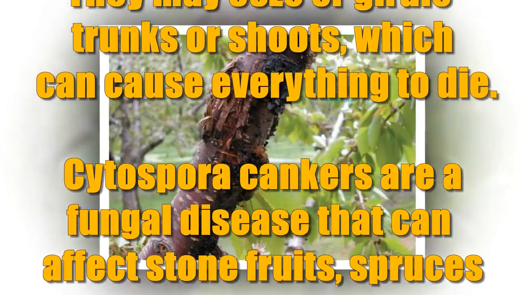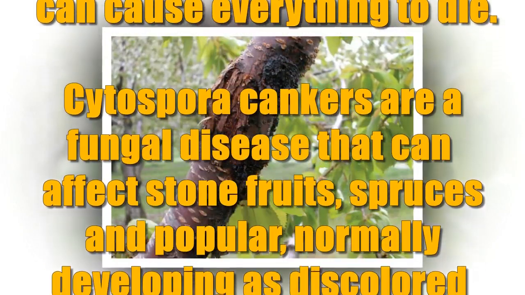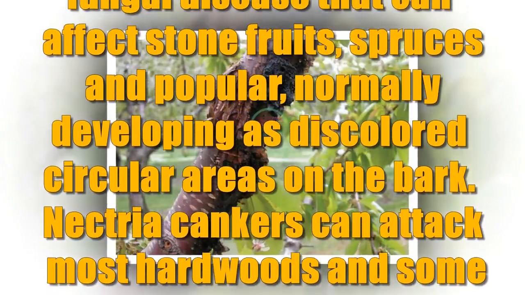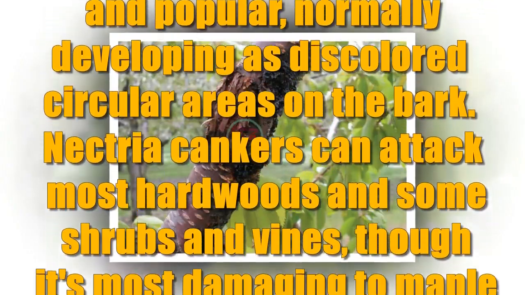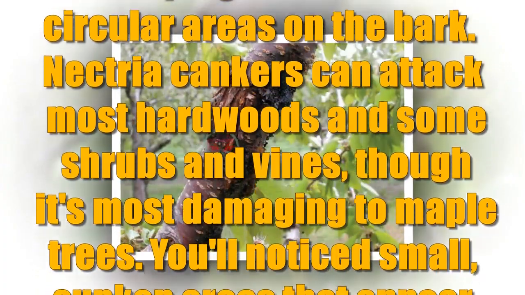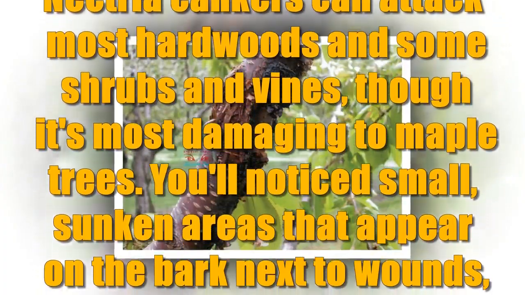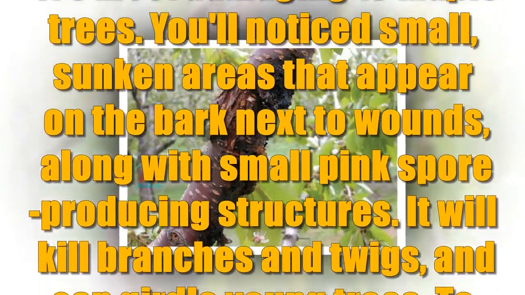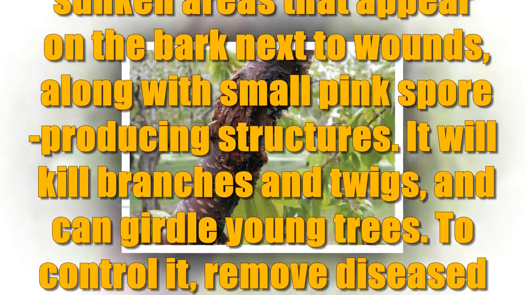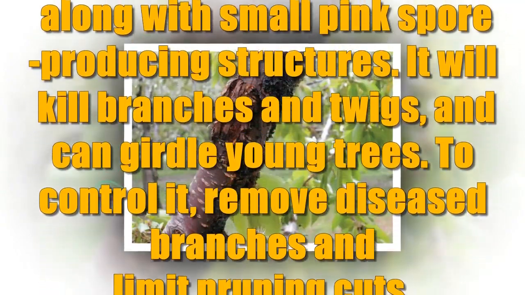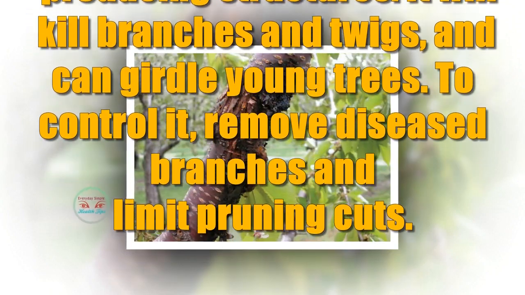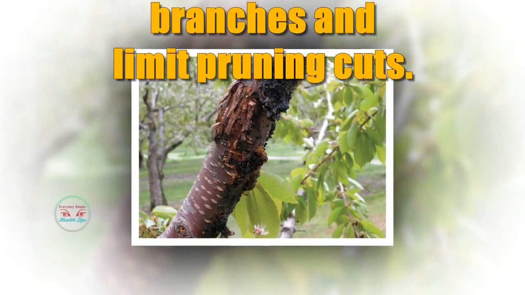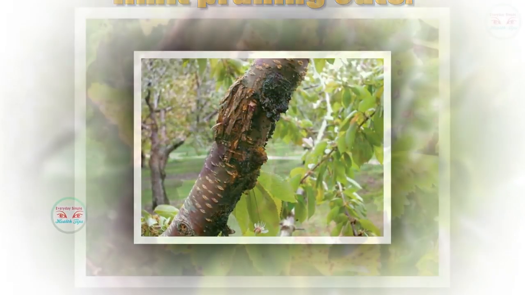Cytospora cankers are a fungal disease that can affect stone fruits, spruces and poplar, normally developing as discolored circular areas on the bark. Nectria cankers can attack most hardwoods and some shrubs and vines, though it's most damaging to maple trees. You'll notice small, sunken areas that appear on the bark next to wounds, along with small pink spore-producing structures. It will kill branches and twigs, and can girdle young trees. To control it, remove diseased branches and limit pruning cuts.